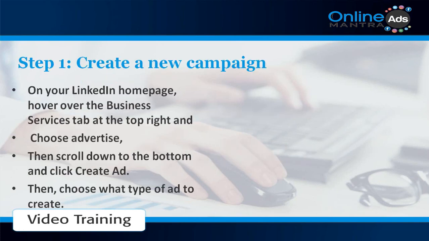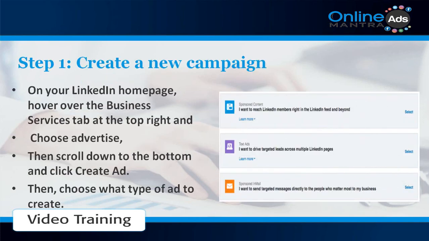Step 1. Create a new campaign. On your LinkedIn homepage, hover over the Business Services tab at the top right and choose Advertise. Then scroll down to the bottom and click Create Ad. Then, choose what type of ad to create.